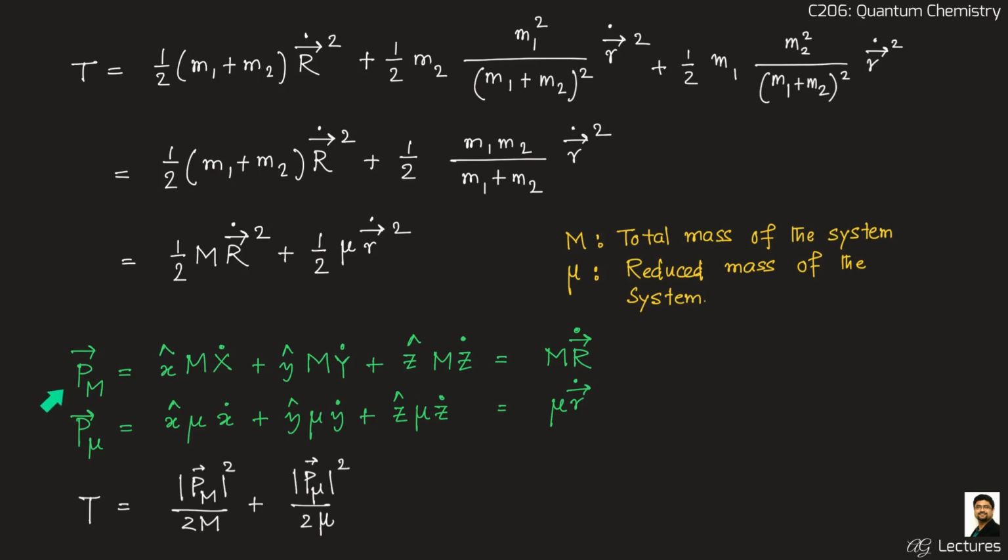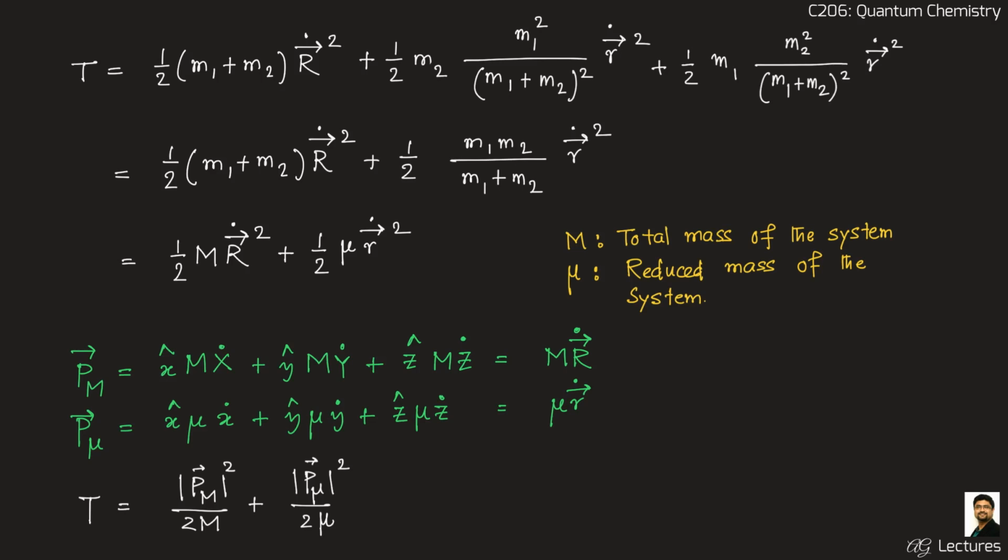Further to that, if we now define the two momenta, one involving the capital M, another involving this reduced mass mu, as these quantities, so therefore P_M is capital M times capital R dot, and P_mu is mu times small r dot, then we can write down the kinetic energy of the system, that means these two parts, as |P_M|² over 2M and |P_mu|² over 2 mu, and this is the total kinetic energy of the system in terms of the coordinates of the center of mass and the relative coordinates.